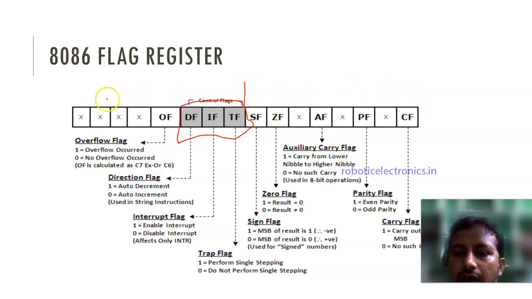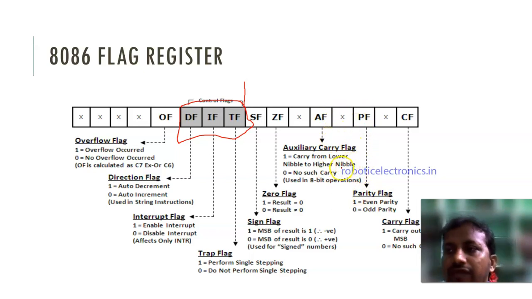Then the higher order 8 bits are the different ones which are new to 8086. So coming to the first one, CF stands for carry flag. This flag would be generated when there is a carry. When you add two numbers or subtract two numbers, if a carry is being generated, this carry flag is set. So when there is a carry out of the MSB, then the carry flag is set.